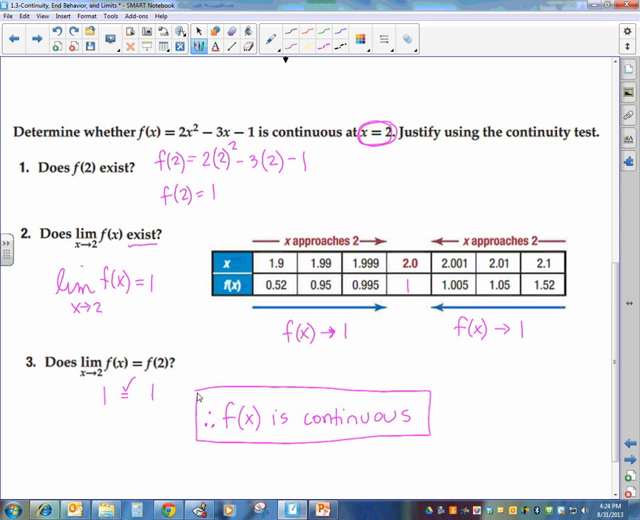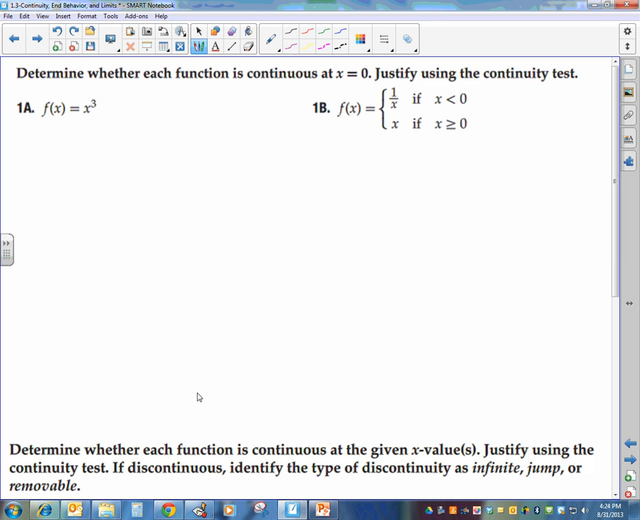Okay, let's go look at some more examples. Determine whether each function is continuous at x equals 0. Justify using the continuity test. So I'm looking at the value when x is equal to 0. First step: what is the value of the function at 0? F of x, plug in 0 for x, and we get 0.